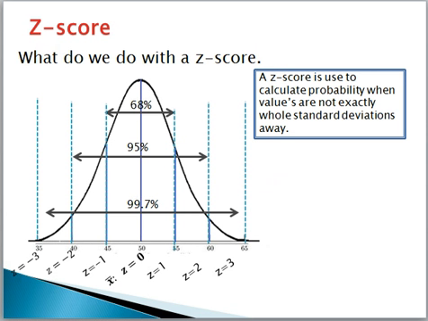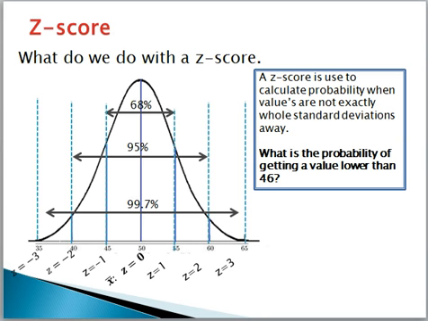So what do we do with a z-score? A z-score is used to calculate probability when values are not exactly whole standard deviations away. Previously, the values were either 1, 2, or 3 standard deviations away from the mean. Now we're looking at situations where it's in between, just like the z-score of 2.4 was between 2 and 3 standard deviations away. So, what's the probability of getting a value lower than 46? These kinds of questions are the ones where we use a z-score.